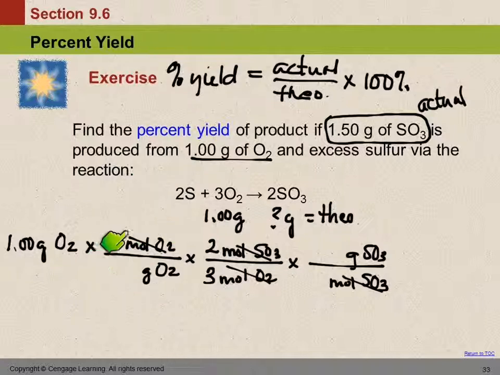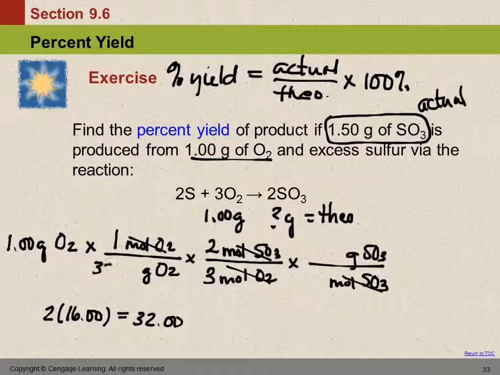Over here, we're going to calculate the molar mass of oxygen. 1 mole of O2 weighs how much? Well, the formula is O2. That means 2 times the mass of O. 32.00. And then over here, we need the molar mass of SO3. Sulfur is 32.07, and O3 is 3 oxygens. 32.07 plus 3 times 16 equals 80.07.